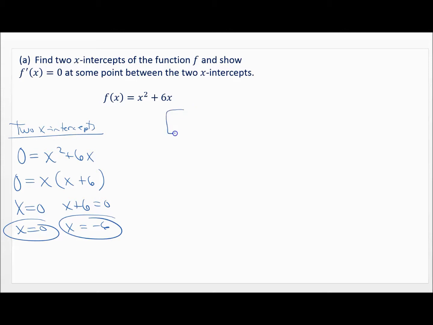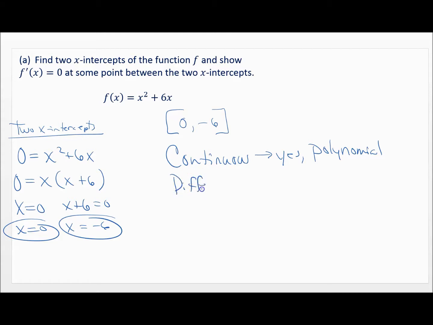So if we take a look at the interval 0 to negative 6, okay, we need to ask ourselves, does it meet the conditions of Rolle's theorem? Right? Is this function continuous? And I hope you will tell me yes, because it's a polynomial. Remember, all polynomials are continuous. We even proved that. Okay. Next, is it differentiable? All polynomials are differentiable. We proved that.